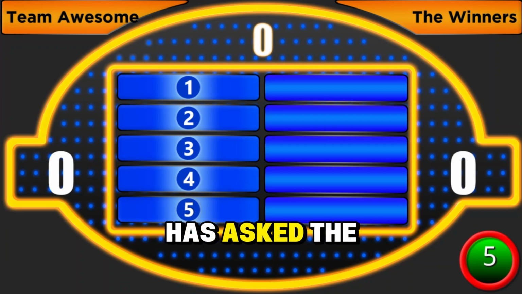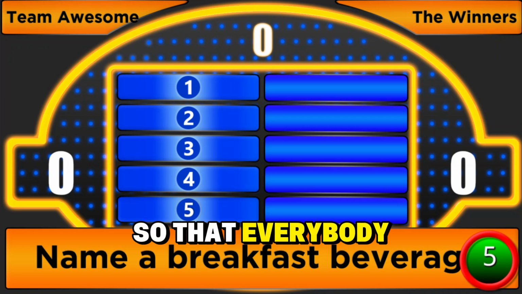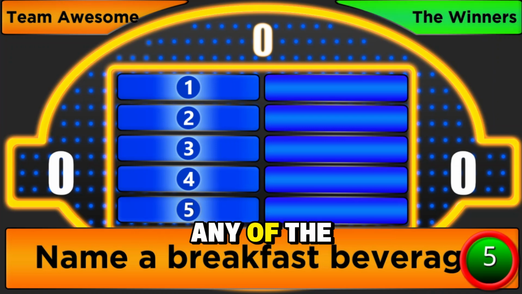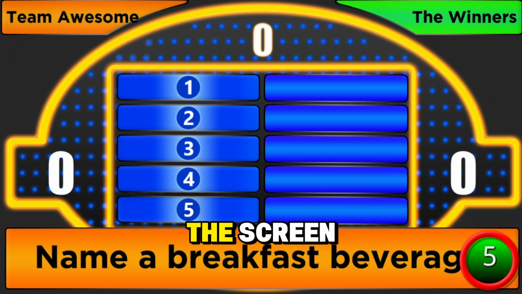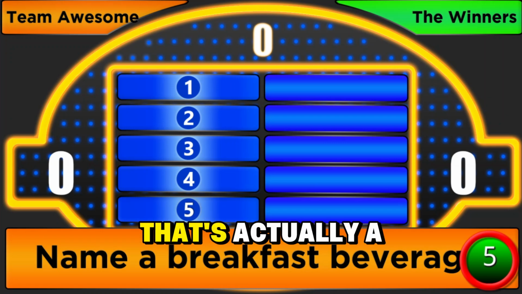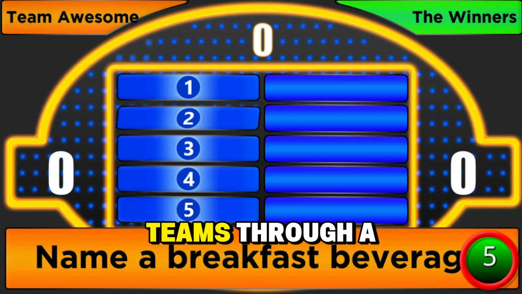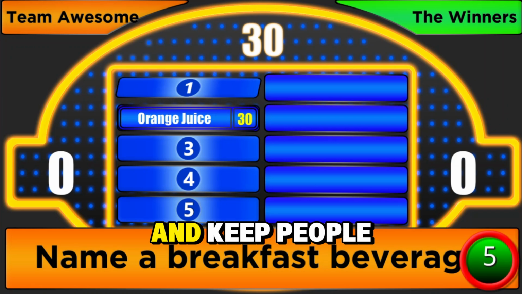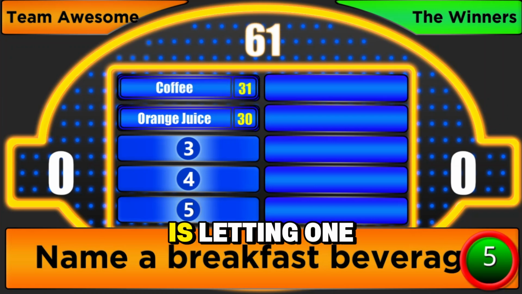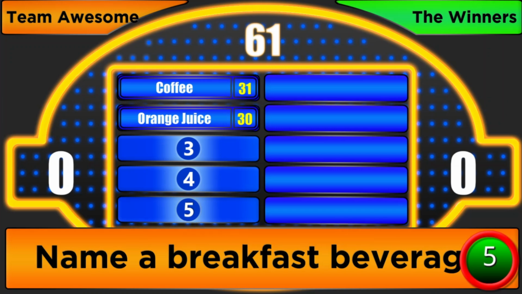And once the host has asked the question, a cool feature with our game is that we can put the question up on the screen so that everybody can see it, and just in case any of the contestants forget what the question is, it's easily referable right up on the screen. You can see the number 5 there. That's actually a countdown timer, which is really helpful if we're trying to move a lot of teams through a 90-minute show. It will keep everybody on time and keep people from complaining that the host is letting one person have more time than another to answer before they get buzzed out.